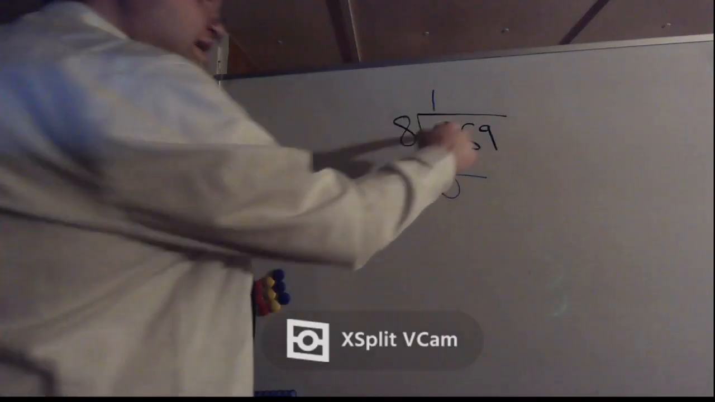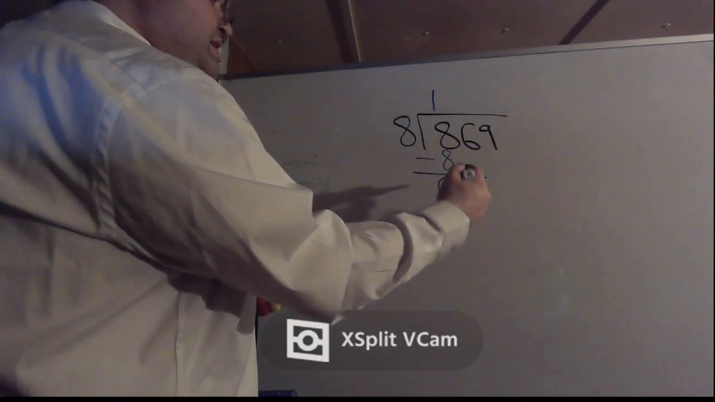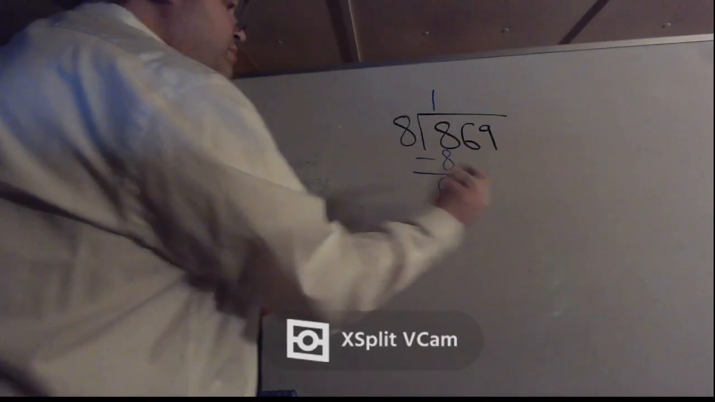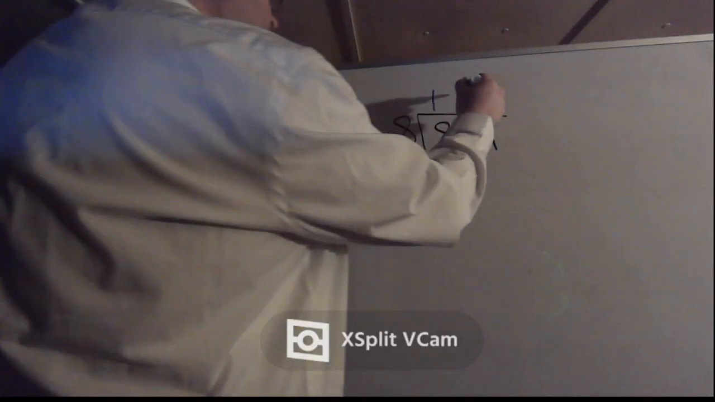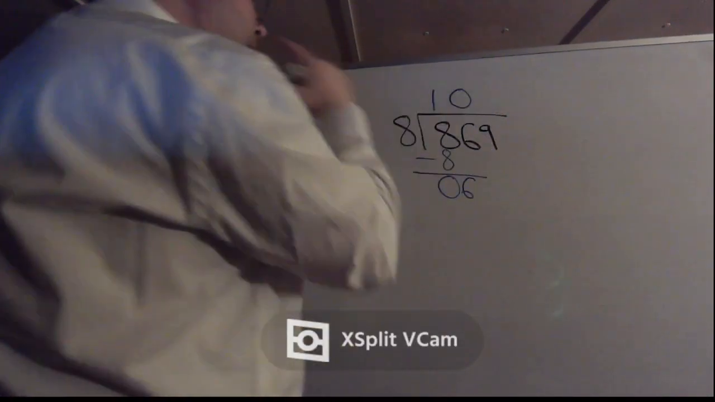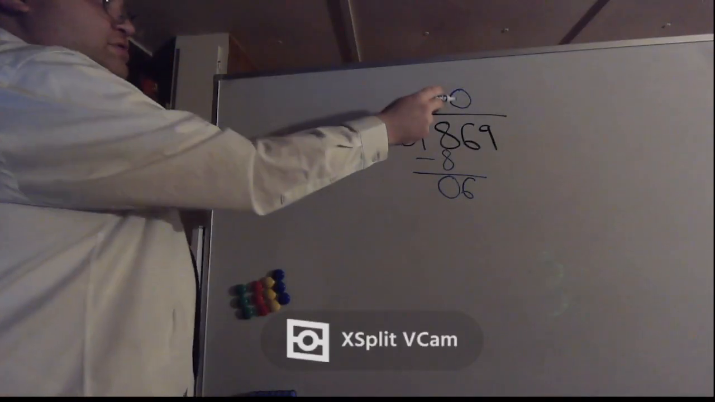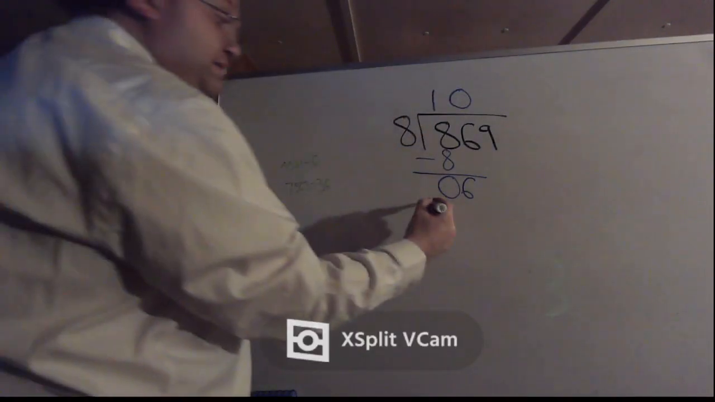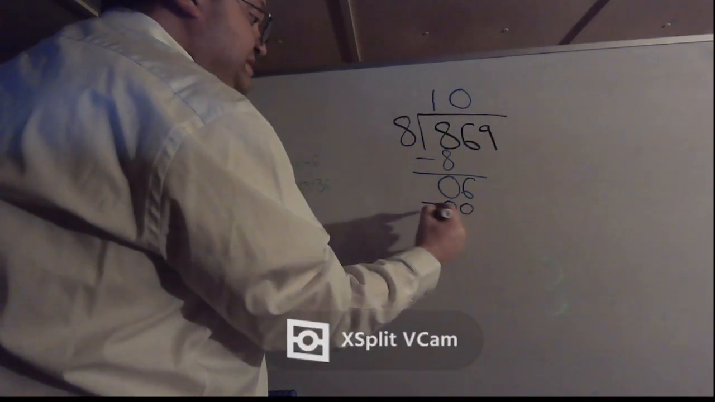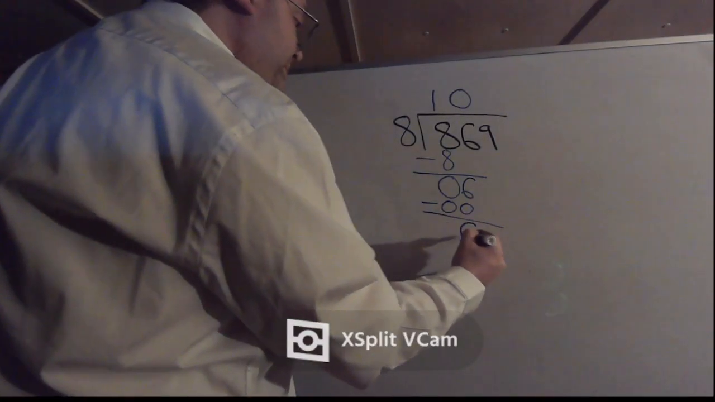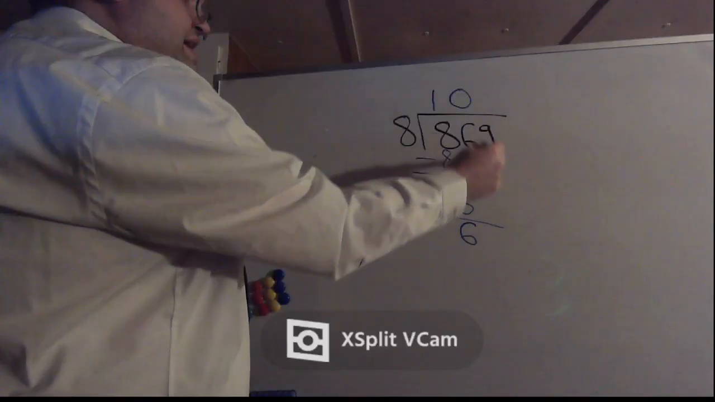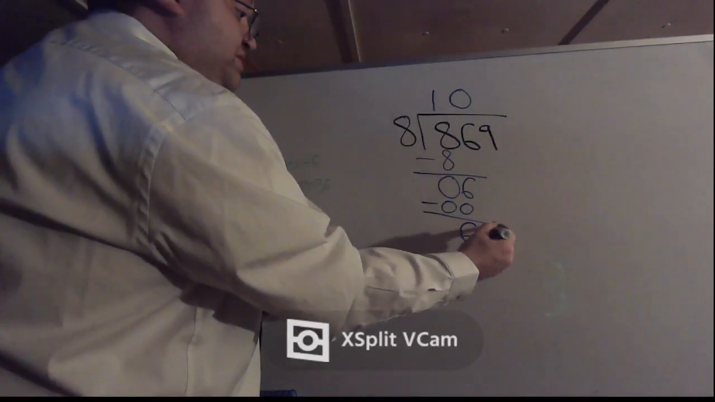Alright, then you bring down your 6 from the dividend here. Well, 8 goes into 6 how many times? 0. It doesn't go into it at all. Then you'll multiply 0 times 8. 0 times 8 is 0. 6 minus 0 is 6. Then you'll bring down your 9 here from the dividend. You'll have 69.